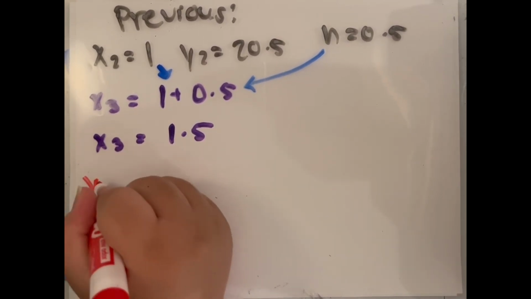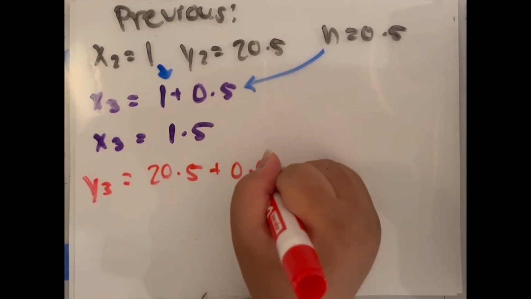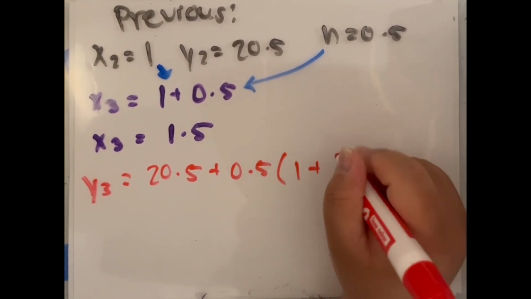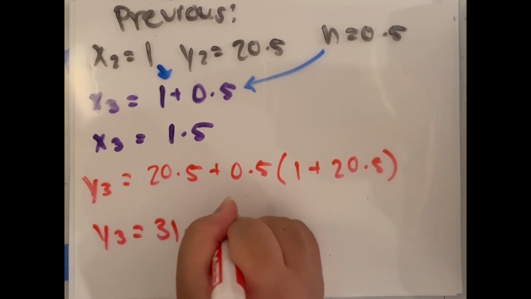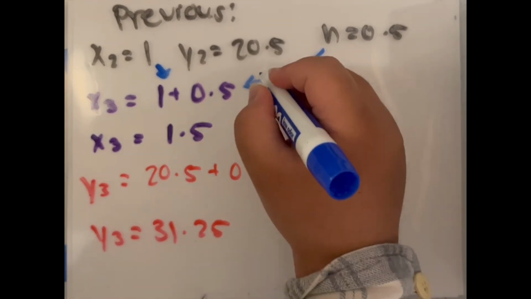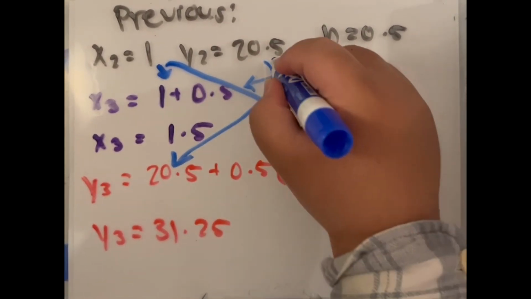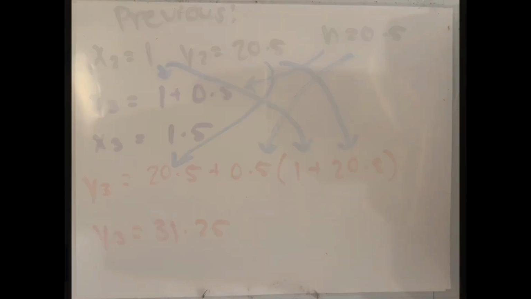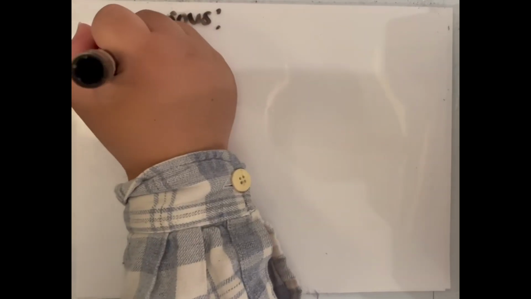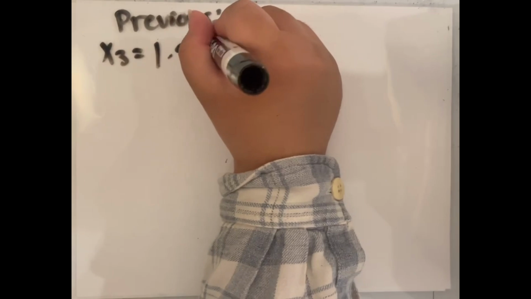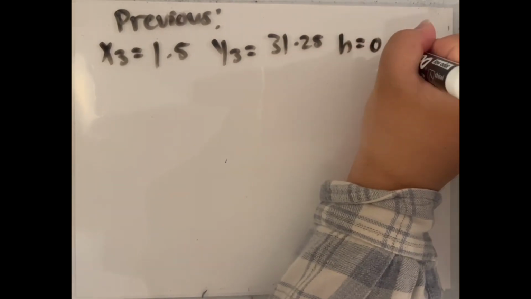For y sub 3, we take 20.5 plus 0.5 times the sum of 1 plus 20.5. This gives us y sub 3 equal to 31.25. 20.5 is from y sub 2, 0.5 is from h, 1 is from x sub 2, and 20.5 is from y sub 2. We know from the previous substitution that x sub 3 is equal to 1.5, y sub 3 is equal to 31.25, and h is still equal to 0.5.